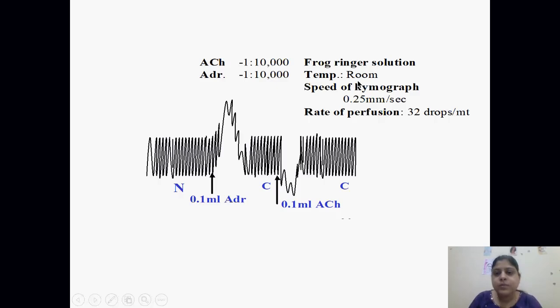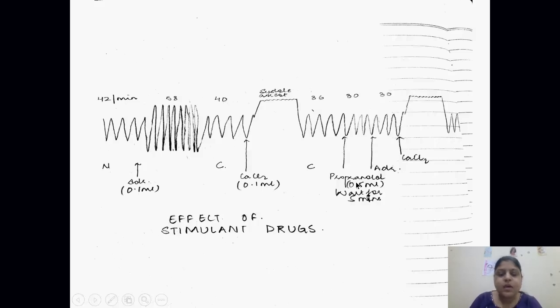Temperature we keep at room temperature. We are using frog Ringer solution. Speed of the kymograph is 0.25 mm per second. Rate of perfusion is 32 drops per minute. With acetylcholine there is a depressant effect, and these are the control contractions. So this is how we see the effect of the drugs.